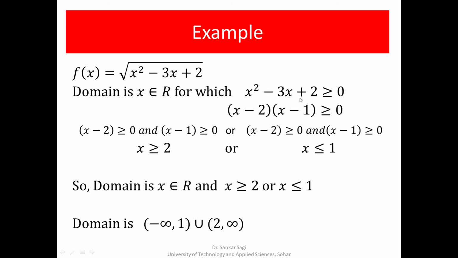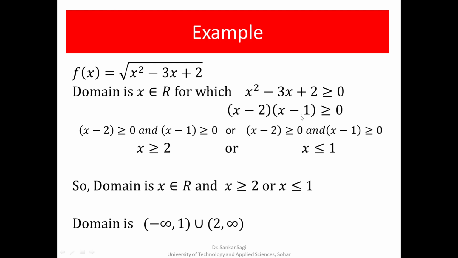Now if we simplify this, x squared minus 3x plus 2, and factorize, you will be getting (x minus 2) times (x minus 1). This is the factorization of x squared minus 3x plus 2. So this should be greater than or equal to 0. So the product of (x minus 2) and (x minus 1) is greater than or equal to 0.